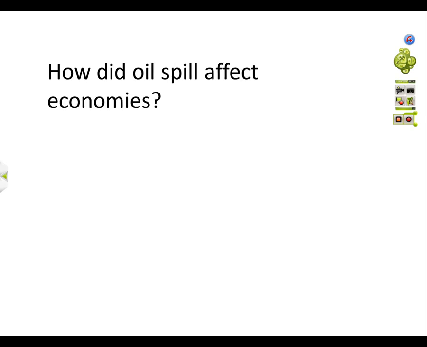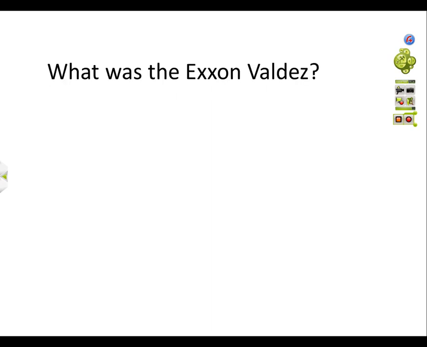Oh. How did oil spill affect economies? It affected people's jobs because some people worked by the ocean where the oil had spilled and it wasn't safe. What kind of jobs were affected? People like fishermen and people who worked at hotels couldn't make as much money because tourists wouldn't come to a place that's covered in oil. Exactly.